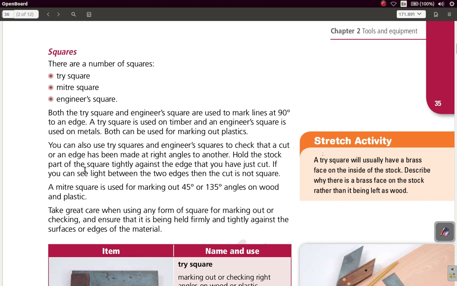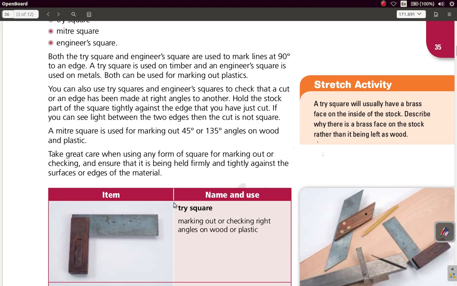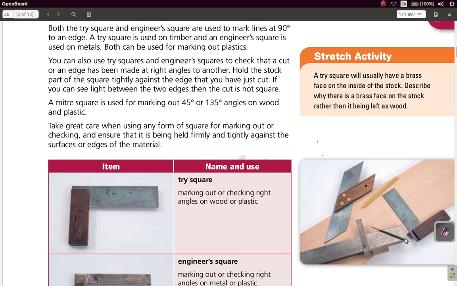Hold the top part of the square tightly against the edge that you have just cut. So you have this top and the metal part. The tri-square is for marking out or checking right angles on wood or plastic. You hold this top part of the square tightly against the edge you have just cut. If you can see light between the two edges, then the cut is not square. So the wooden angle is the stock. You hold it against the part that you have just cut. Here you have an example here.